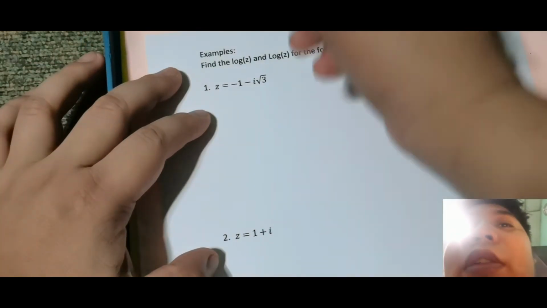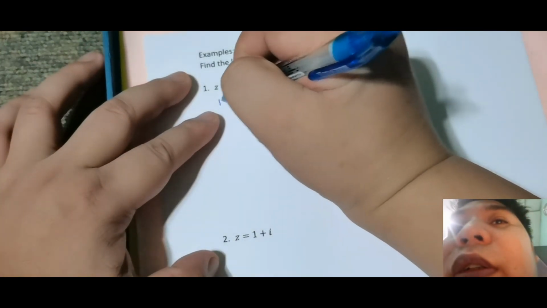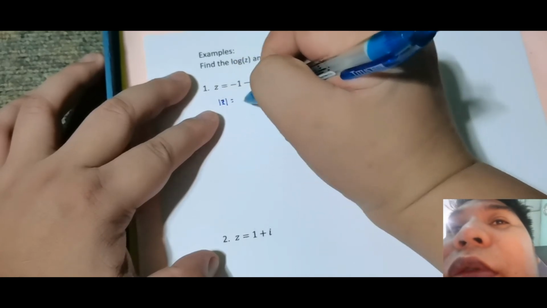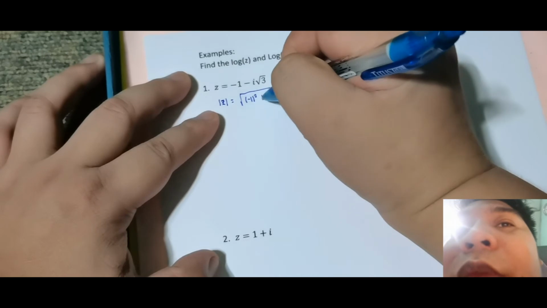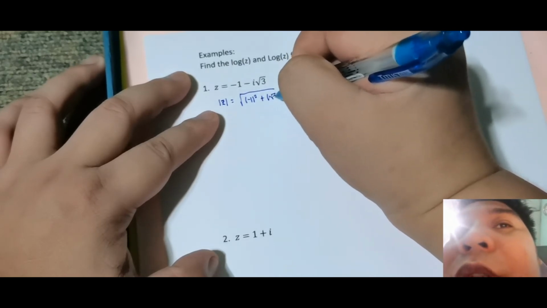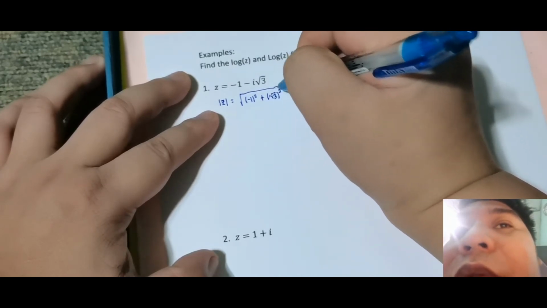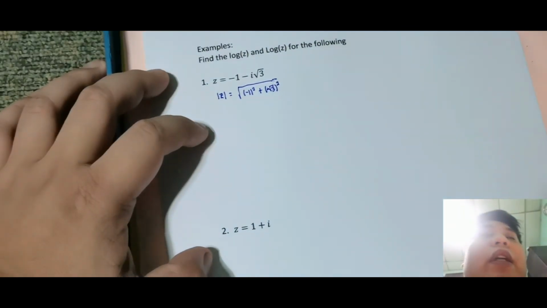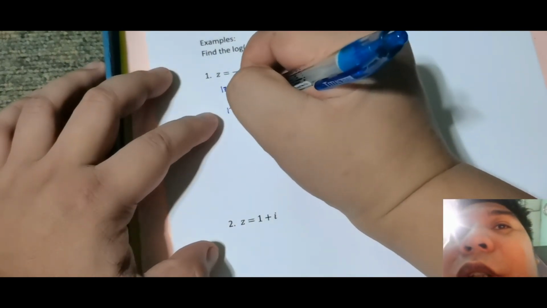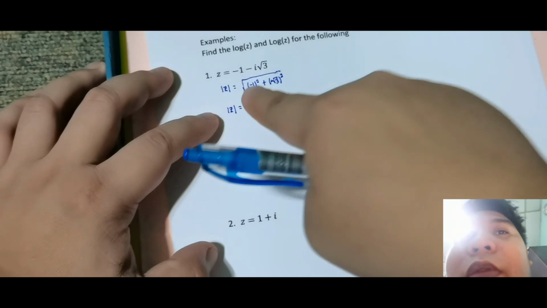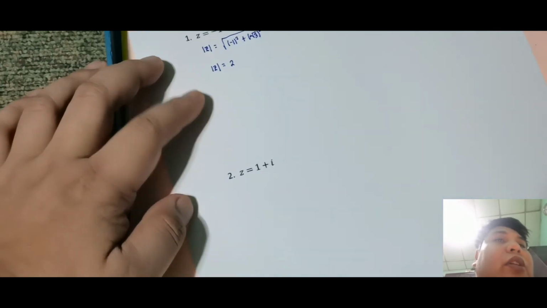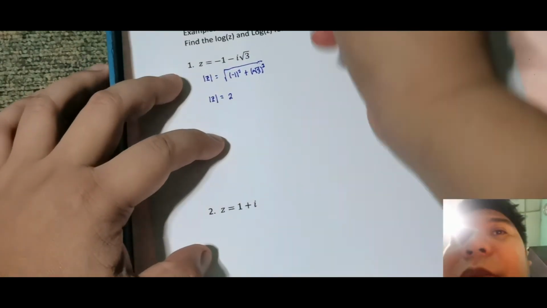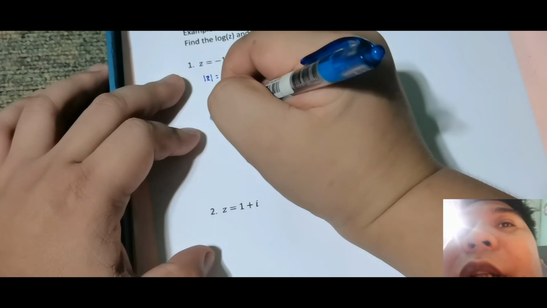Okay, so what is the modulus of z? So, the modulus of z dito is equal to square root of negative 1 squared plus negative square root of 3 raised to 2. Tama? And that is equivalent sa modulus of z is equal to square root of 1 plus 3. So that is square root of 4 is 2. Okay? So may modulus na tayo. Next is the argument. What is the principal argument of z?